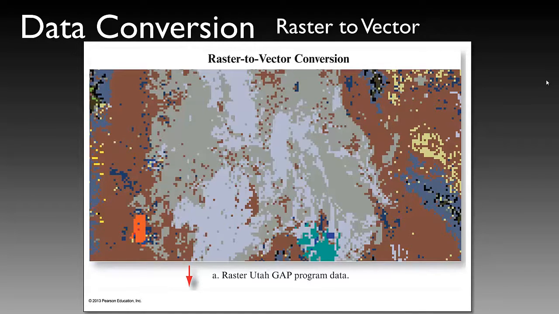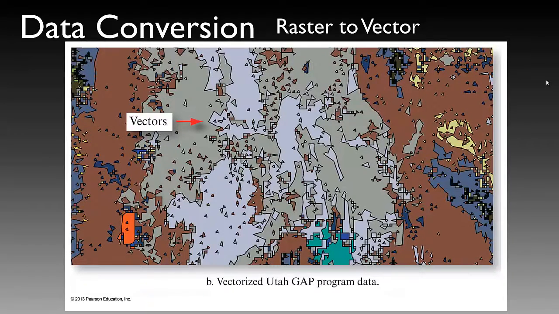So converting raster to vector, taking the raster data from the Utah Vegetation Gap Program and converting that into a vector format. You can see that we have many individual pixels, now identified as very small polygons. We have very jagged edges. This may or may not suit the needs of your vector data set requirements.